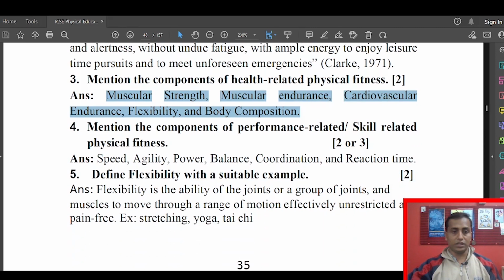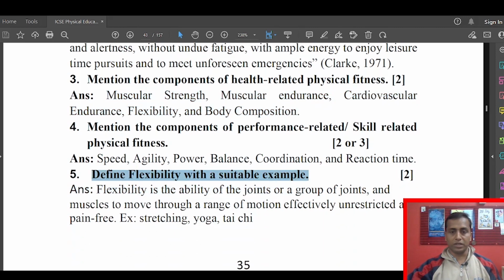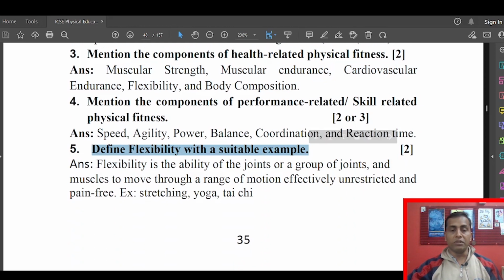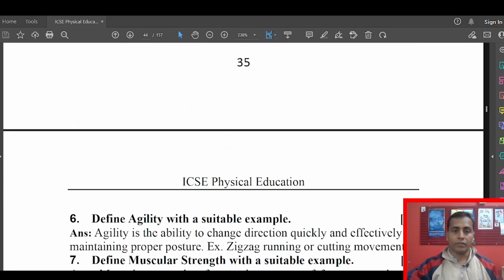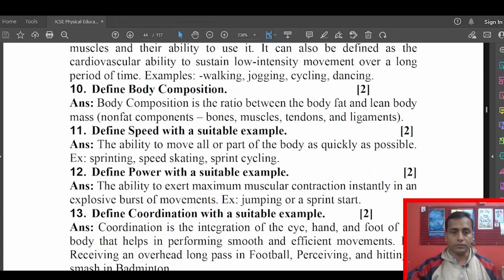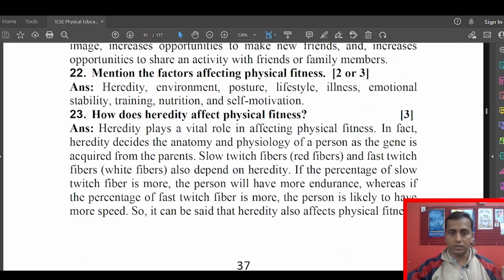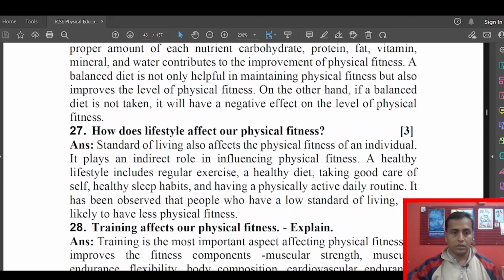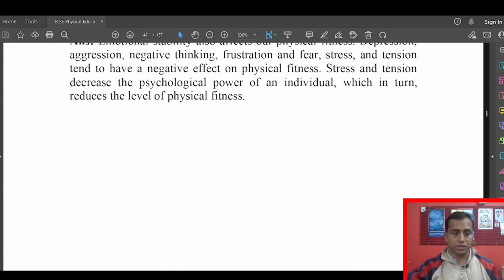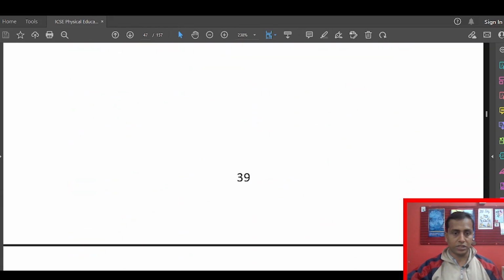Next you can see definition of flexibility with suitable example. I'll be making videos on these questions also, so that I can read out the answers, and the explanation of the answers will be given in the next videos, you can see. Here you can see total how many questions, total 30 questions, 31 questions given.